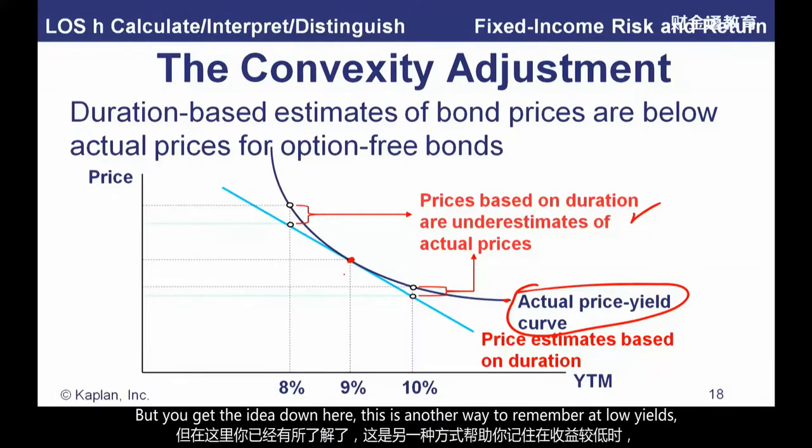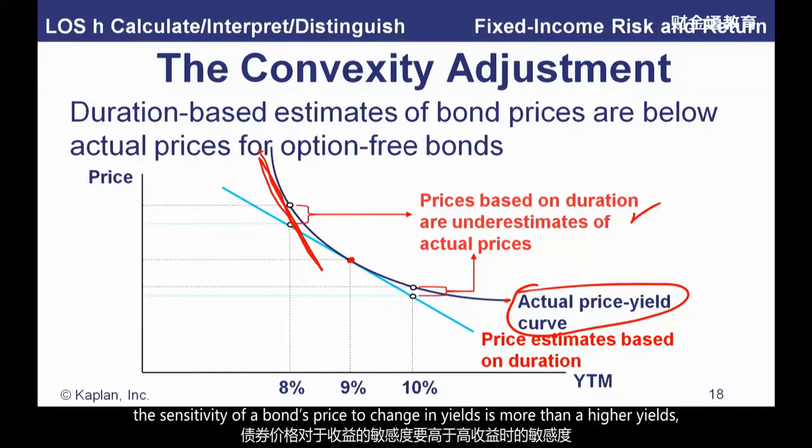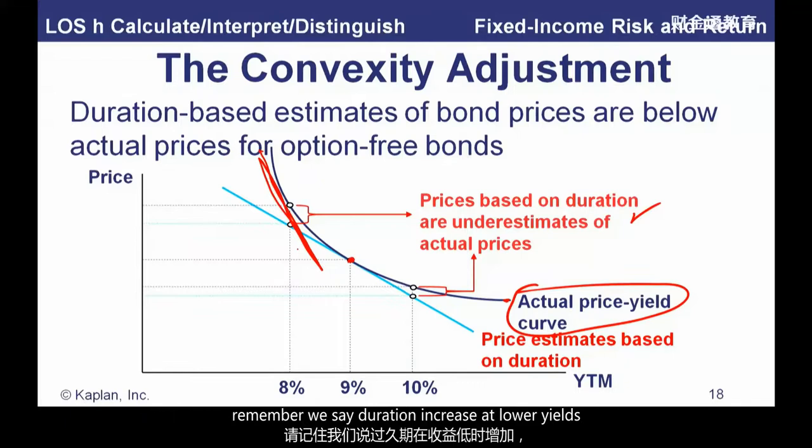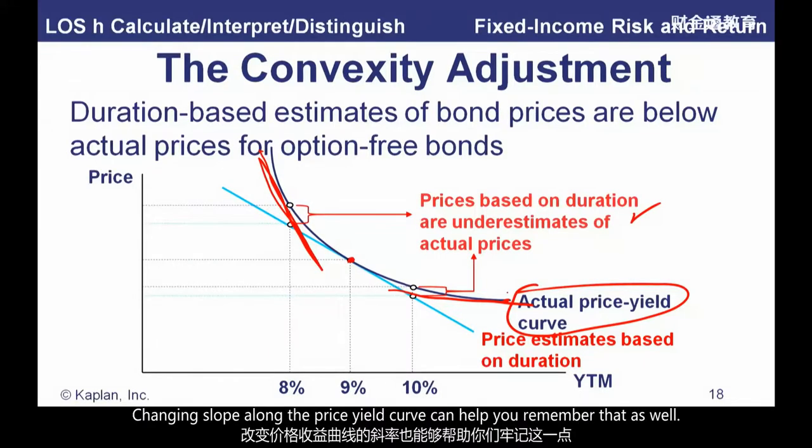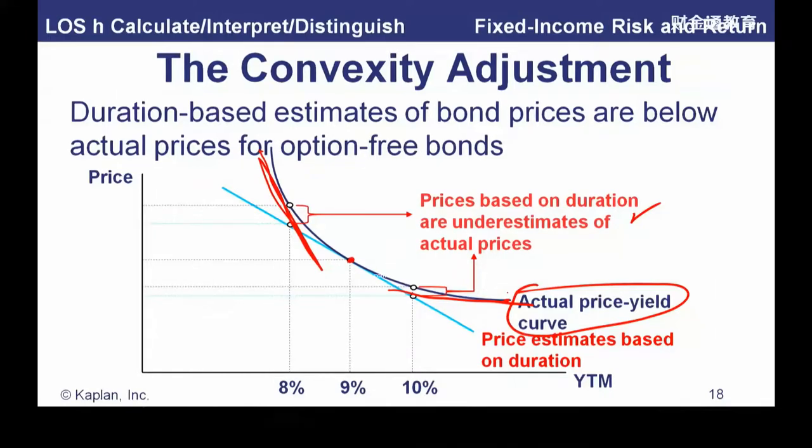But you get the idea that down here, and this is another way to remember that at low yields, the sensitivity of a bond's price to changes in yields is more than at higher yields. Remember, we said duration increased at lower yields and decreased at higher yields, other things equal. And so that changing slope along this price-yield curve can help you remember that as well.